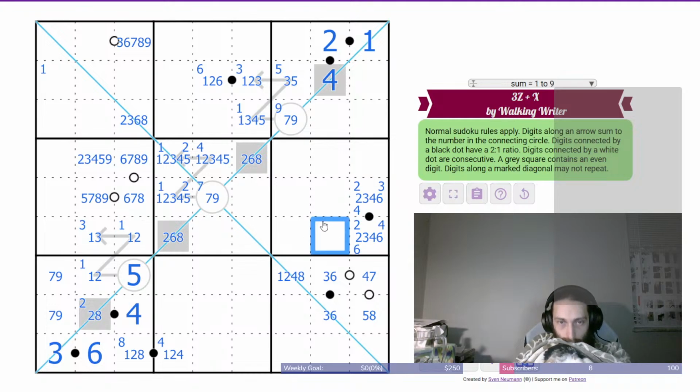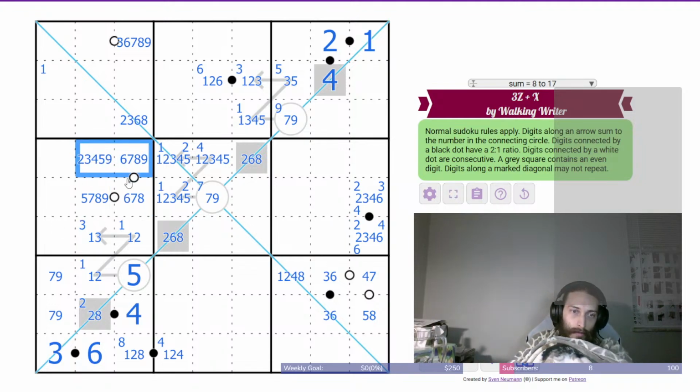3 and 6. This would have to be 7. And it couldn't go up to 8, so that would be a 6 and a 5. This would end up being 9.